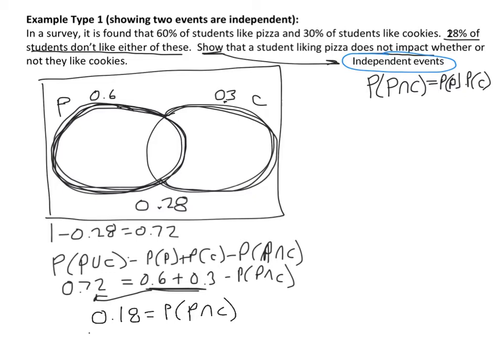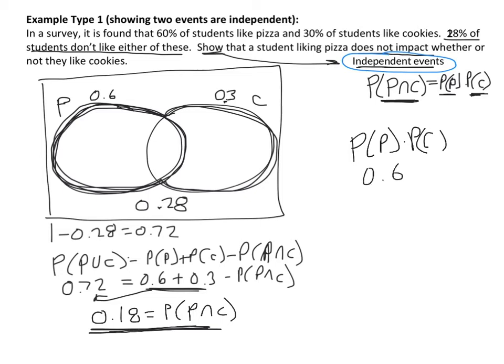So I've just found out that this thing is true. Now, in order to show that these are independent, I would need to show that the AND probability is equal to the two probabilities multiplied together. Well, take a look at it. If I do the probability of P times the probability of C, I'm going to get 0.6 times 0.3, which is 0.18.